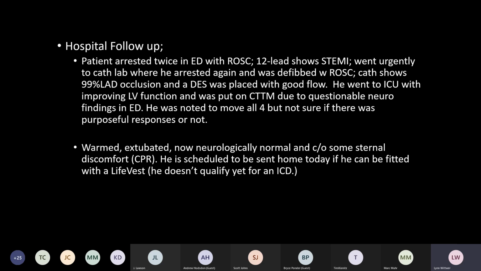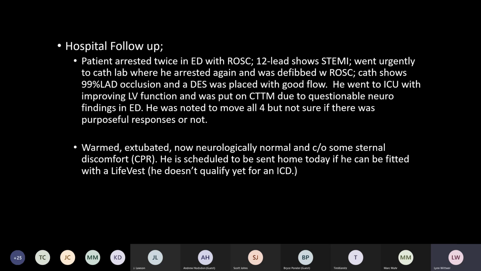His LV function to start with was in the 10% range, and by the time he got to the ICU after the cath lab, he was in about 40%, and he kept improving from that point on.